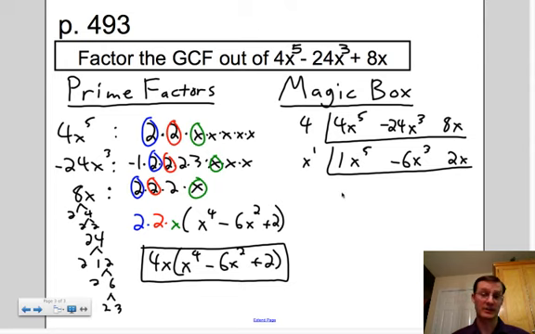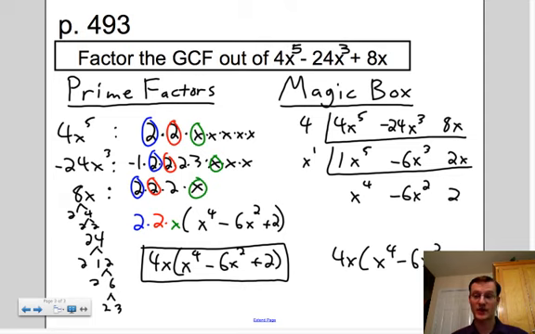So x to the 5th, I really don't need to bring down the 1. It's not necessary. X to the 5th divided by x to the 1st is x to the 4th. Negative 6 divided by 1, of course, is negative 6. X to the 3rd divided by x to the 1st is x squared. 2 divided by 1 is 2. X divided by x is 1. And so we have 2 times 1, which is just 2. And now we multiply these, 4x times x to the 4th minus 6x squared plus 2. And so you can come up with it either way. It just depends on which way you like better.